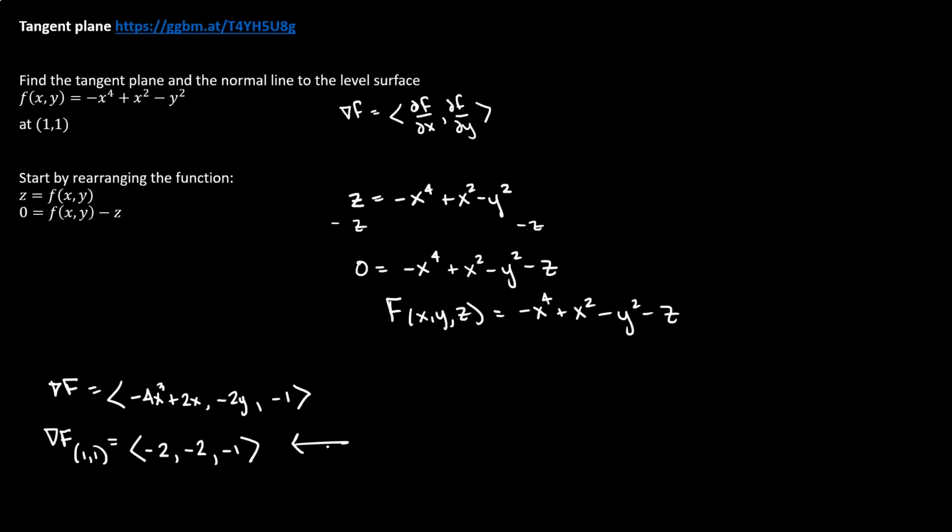So this is a shortcut that we can use to find normal lines and tangent planes. It works for functions of 2 variables with a small rearrangement, and it worked for functions of 3 variables very smoothly.